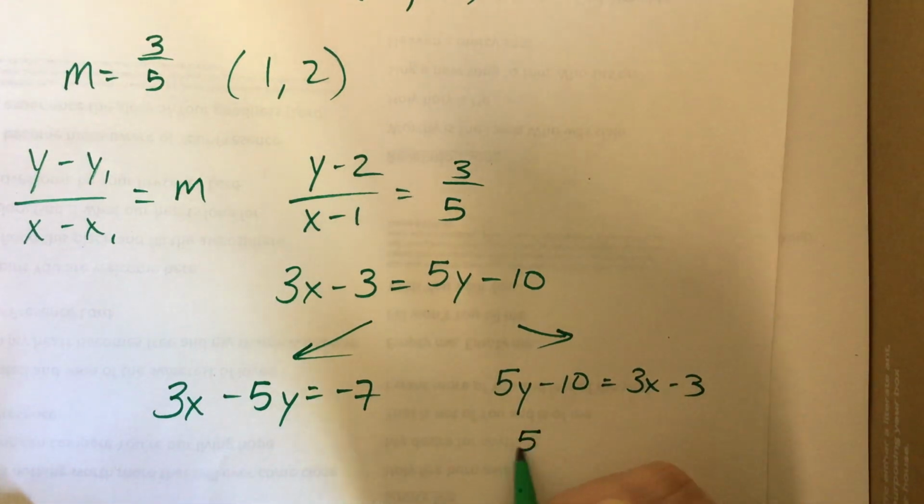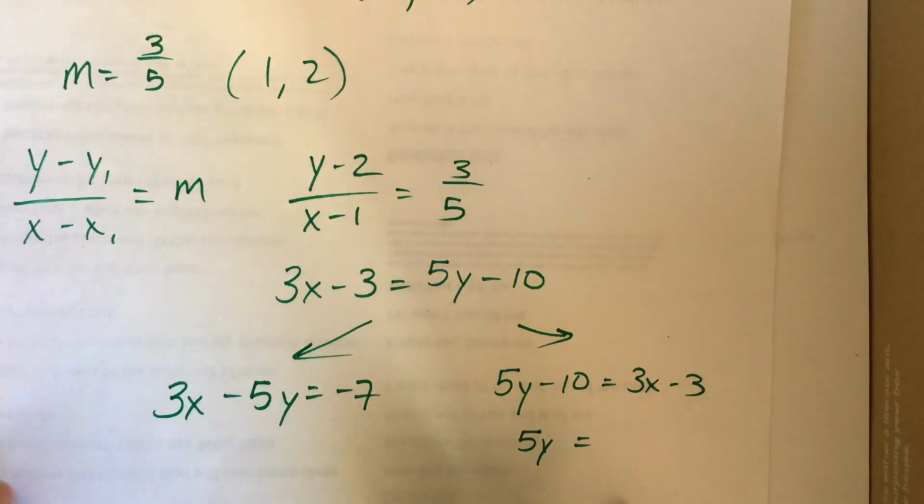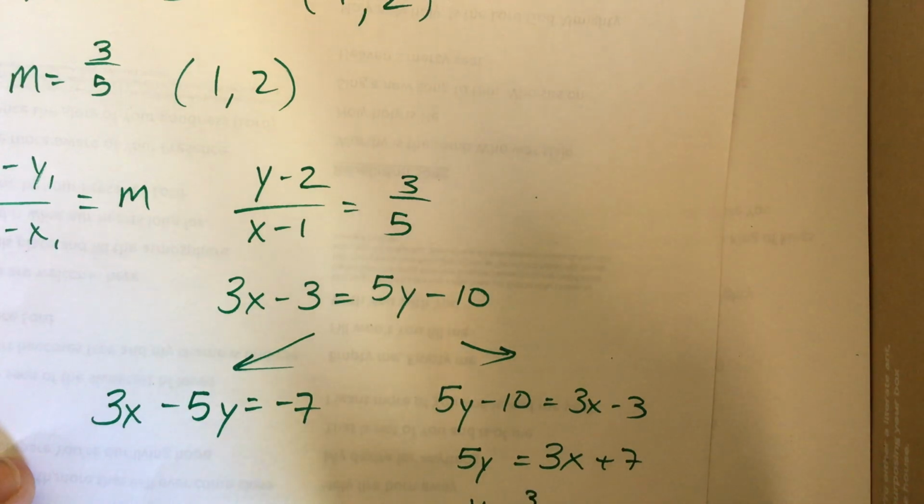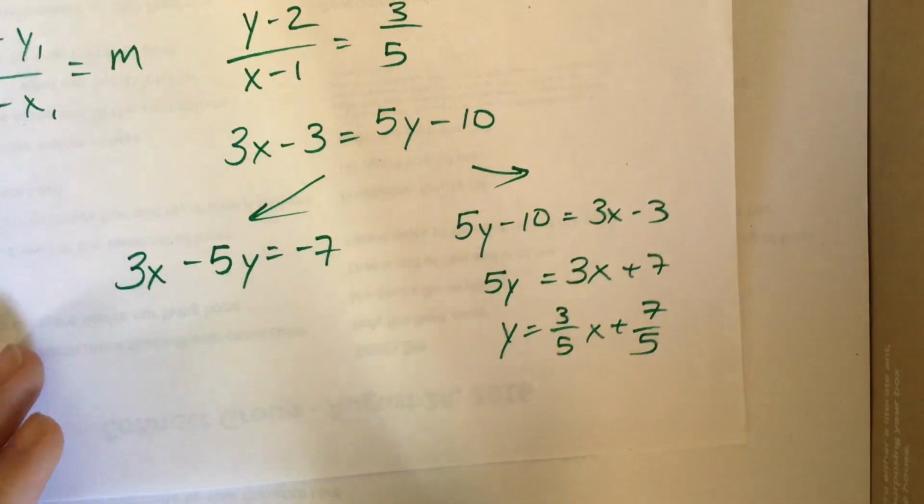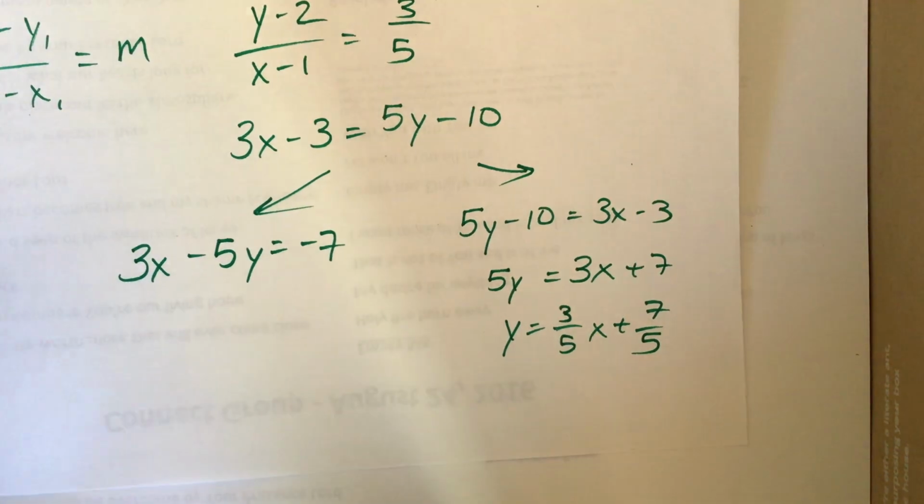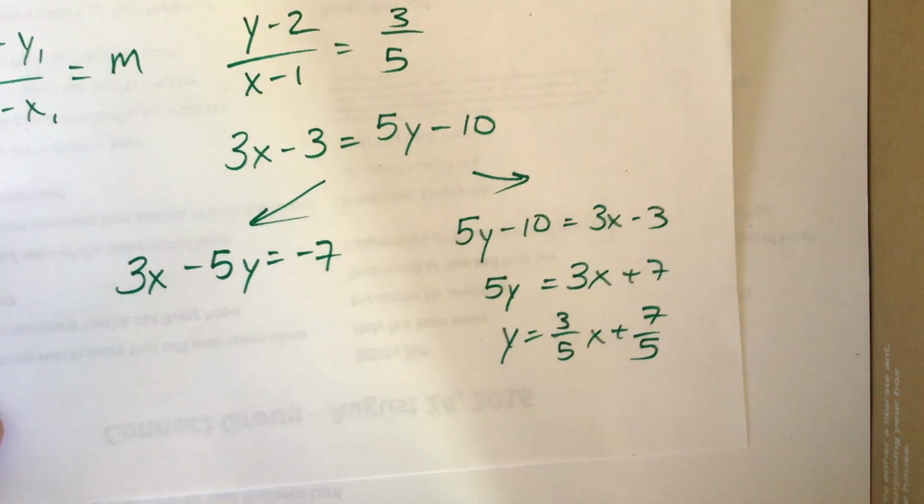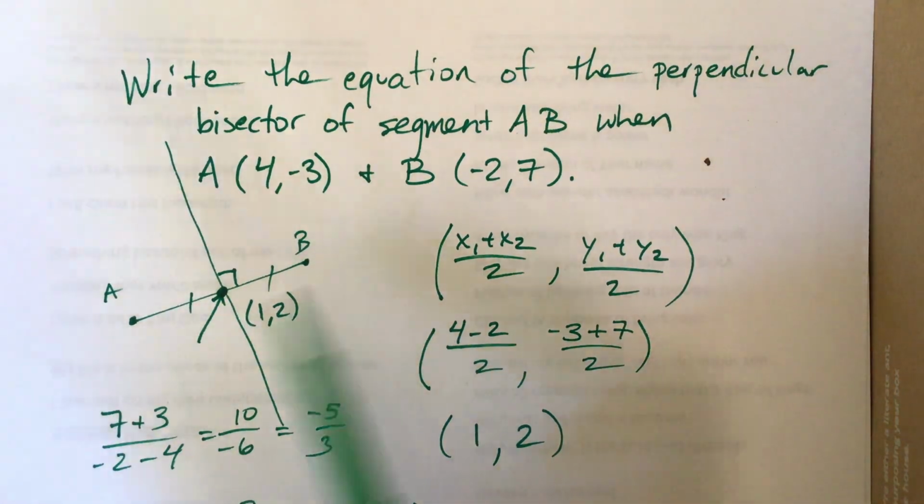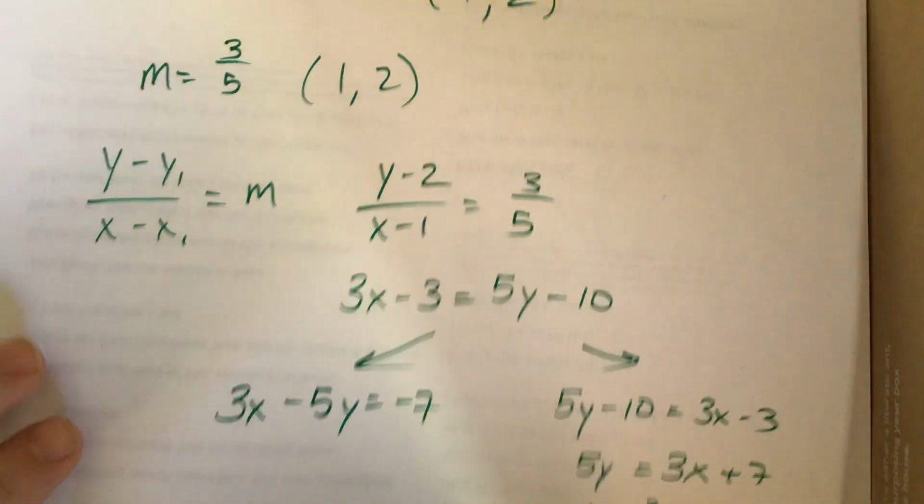Add 10, 5y equals 3x plus 7, divided by 5. 3/5 x plus 7/5 would be the equation of the perpendicular bisector. So those two would pass through the midpoint of that segment, and they would be perpendicular to the segment itself.